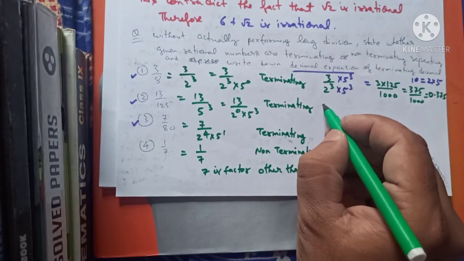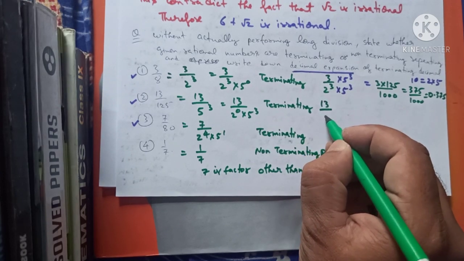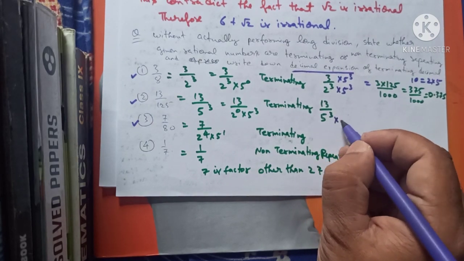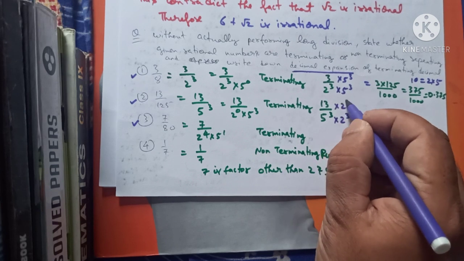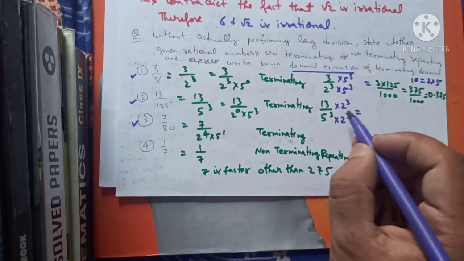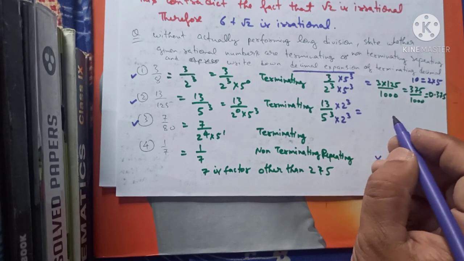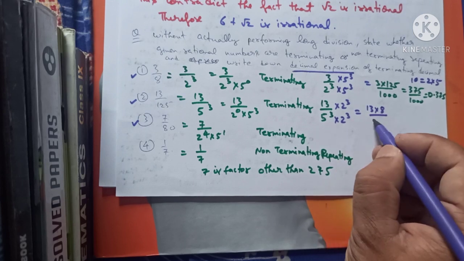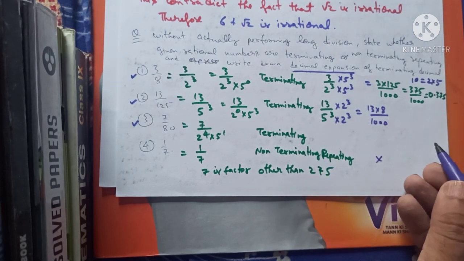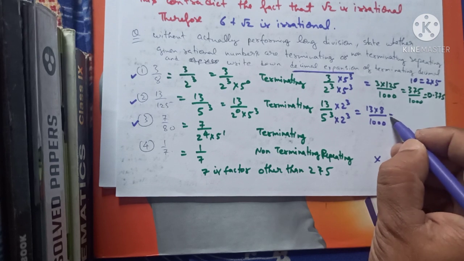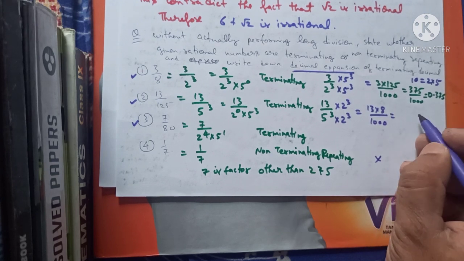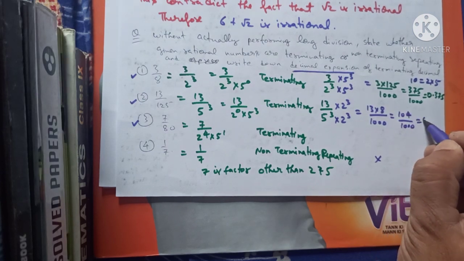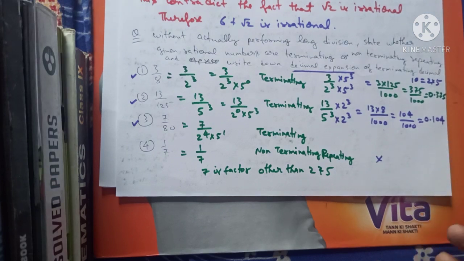Similarly, in the second part, we can write 13 upon 5 power 3. We already have 5 power 3, so we multiply by 2 power 3 in the numerator as well as in the denominator. 2 power 3 is 8, so that is 13 times 8 upon 1000, again 3 pairs of 5 and 2. 13 times 8 is 104 upon 1000, that is 0.104. Hope it is clear.